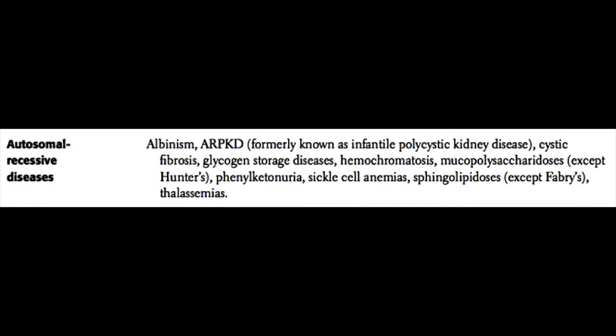So now we're going to get into autosomal recessive diseases. This includes albinism, autosomal recessive polycystic kidney, which is also known as pediatric polycystic kidney, cystic fibrosis, various glycogen storage diseases, hemochromatosis, the mucopolysaccharidoses, phenylketonuria, sickle cell disease, the sphingolipidoses, and thalassemias.